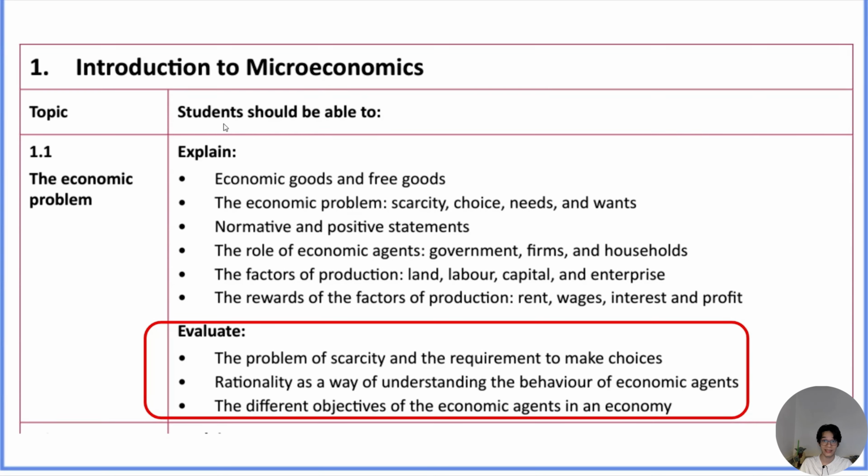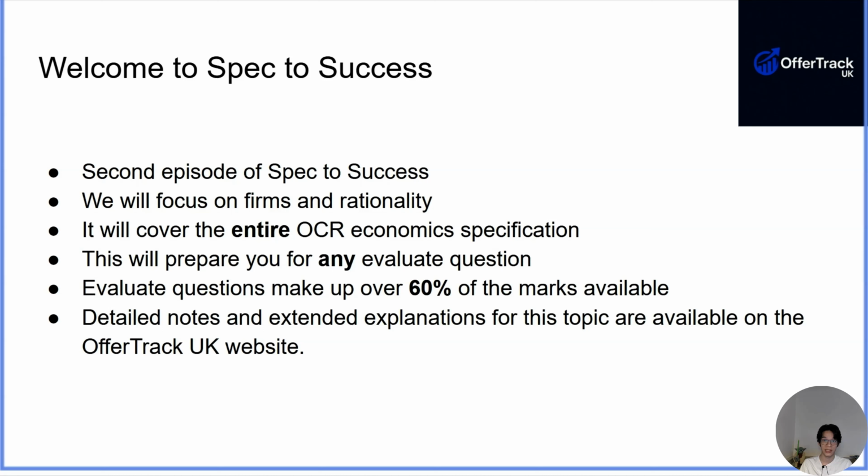This point, by the way, is highly examinable. It could come as an 8 marker, a 12 marker, a 15 marker, even a 25 marker for this question. So a little bit of background. This video will be about firms and rationality. And just as a bit of context, questions needing evaluation make up over 60% of your entire grade for OCR. So it's incredibly important we master these key points.